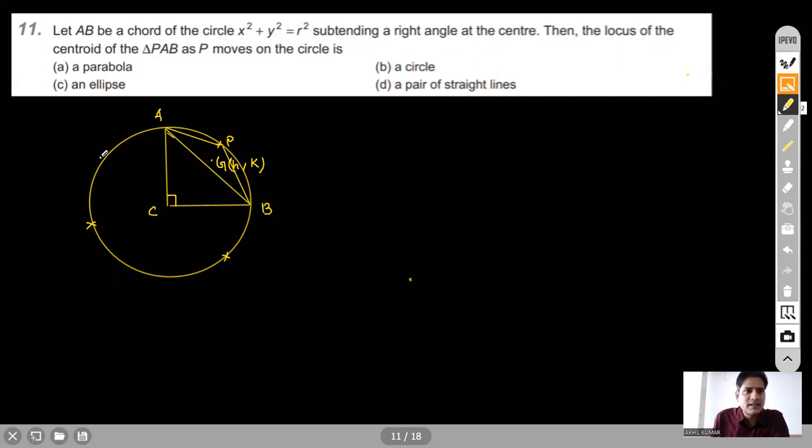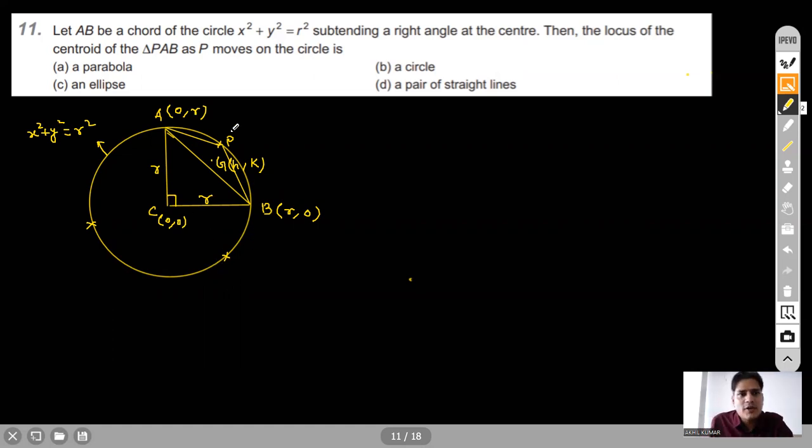And the equation of this circle is given as x square plus y square is equal to r square. So the center will be the origin. For this circle, the center will be the origin. So the coordinates of this C will be (0, 0) basically. And what is the radius? Radius is r. And since AC and BC are perpendicular, we can write the coordinates of B as (r, 0). Why? Because BC is equal to r only. It is the radius of the circle, and this AC is also r. So we can write the coordinates of B as (r, 0), and coordinates of A as (0, r).